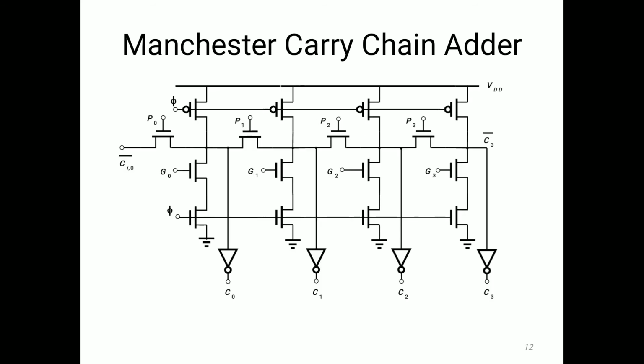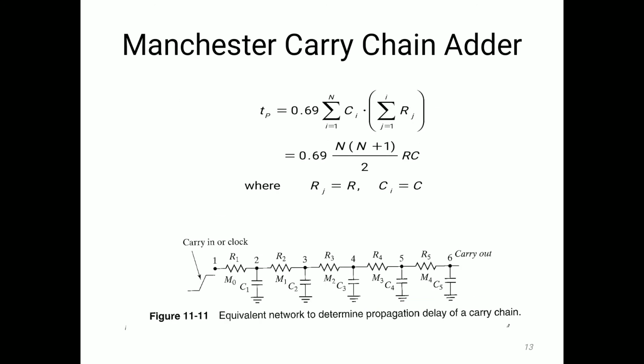Then next one is the carry chain adder. Here we are using the same logic for multiple bits. So here I have 4 bits, C0, C1, C2 and C3. Then this is the total delay for the Manchester carry chain. TP is equal to 0.69 summation of C into summation of R. So R and C is the equivalent network for the Manchester carry chain.